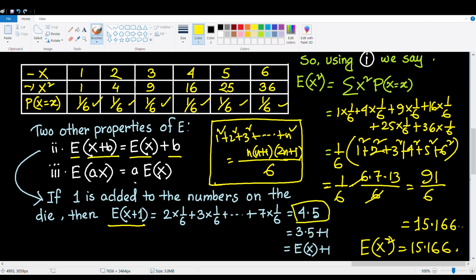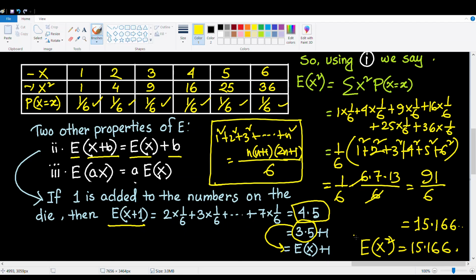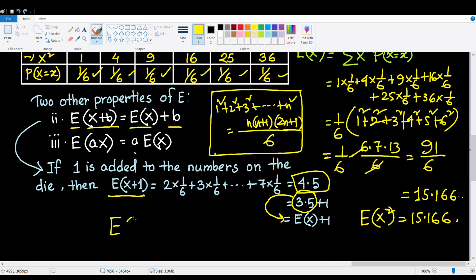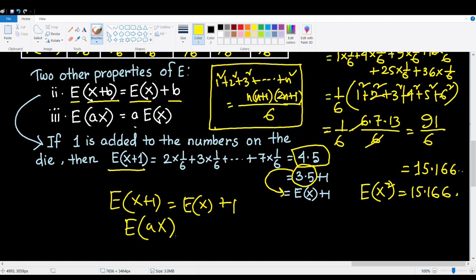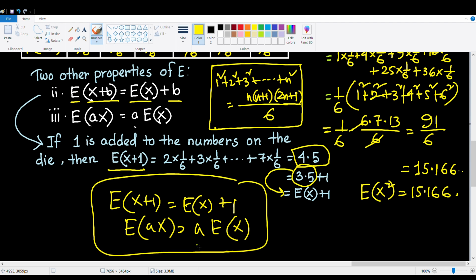Now you see 4.5 is 3.5 plus 1. We got 3.5 as the expected value of a regular die, which was E of x. So it's E of x plus 1. So finally, we just proved that E of x plus 1 equals E of x plus 1. Similarly, we can prove E of ax equals a E of x. But we are going to need these properties for studying variance.